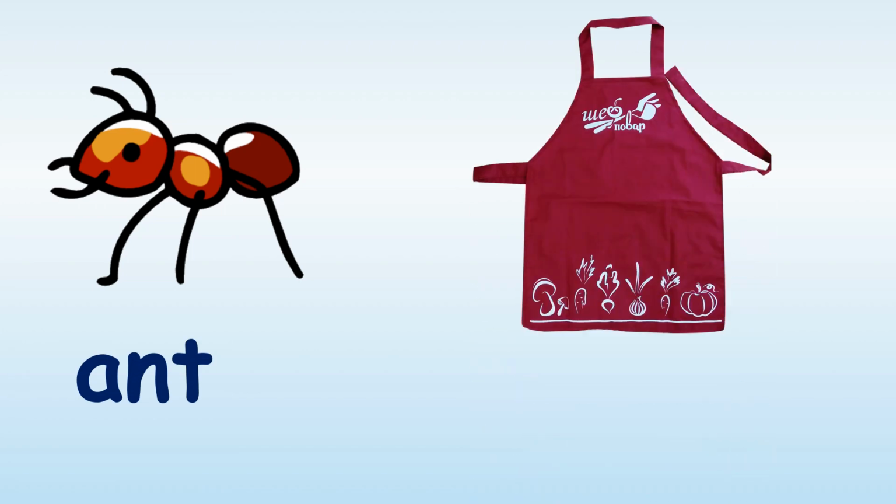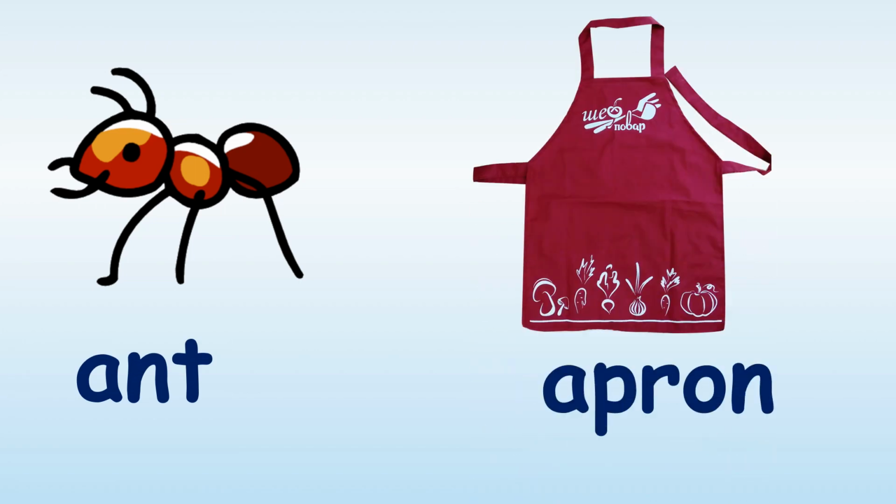Here we have some more pictures. We have an ant and an apron. So we have A for ant. This A says ah. So that is the short sound of the vowel A. And apron, the A says A. It says its name. That is the long sound. Right? So we have the short A and the long A. The short A says ah and the long A says A.